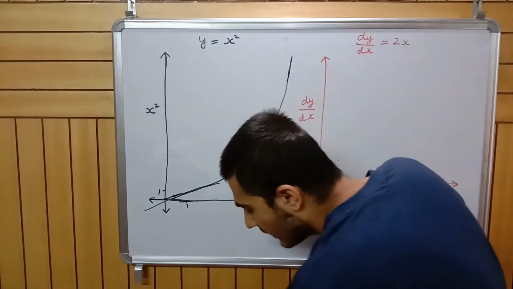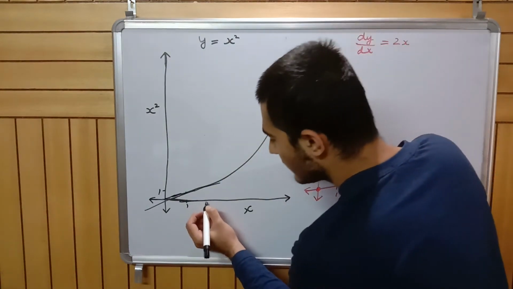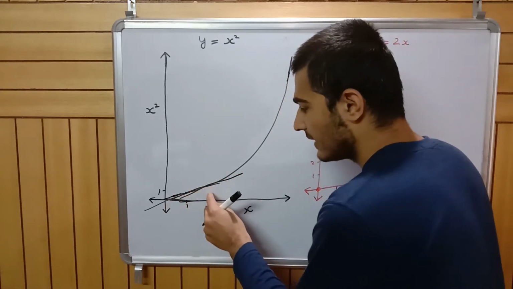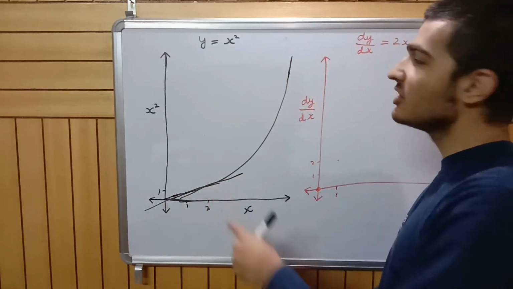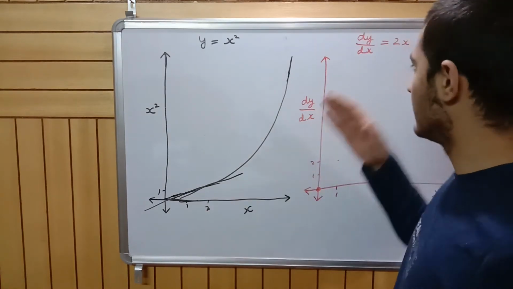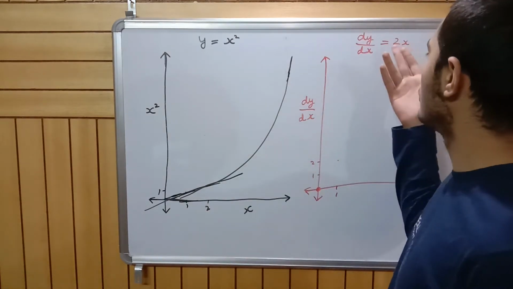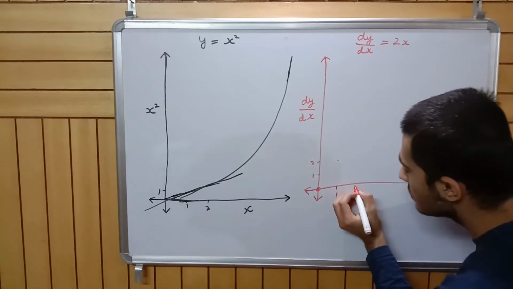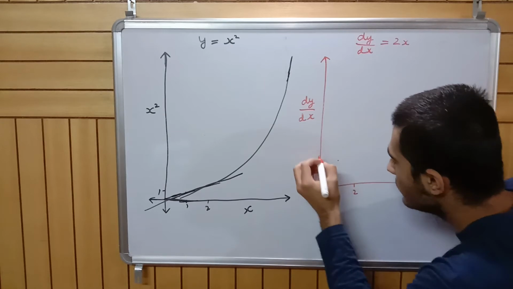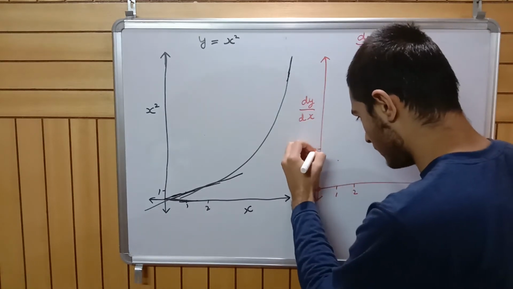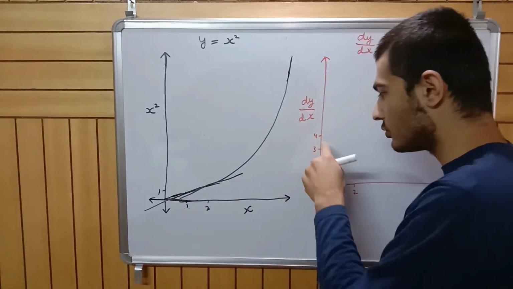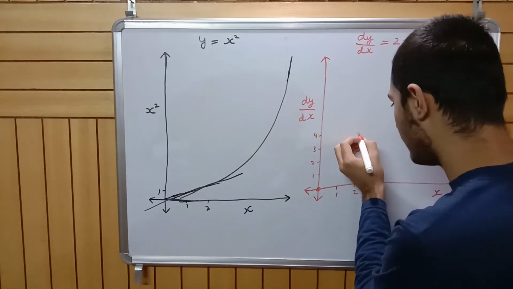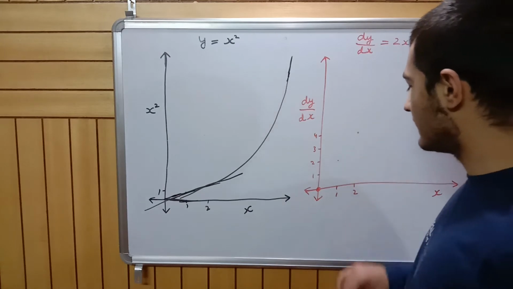I can do the same thing at, let's say, x equals 2. If I draw a tangent at this point, the slope of this tangent will again be double the x value. That is what this is saying here. So 2 times 2 gives me 4. So at x equals 2, I get a slope of 4. So I plot the point 2 comma 4, right? So I get the second point there.